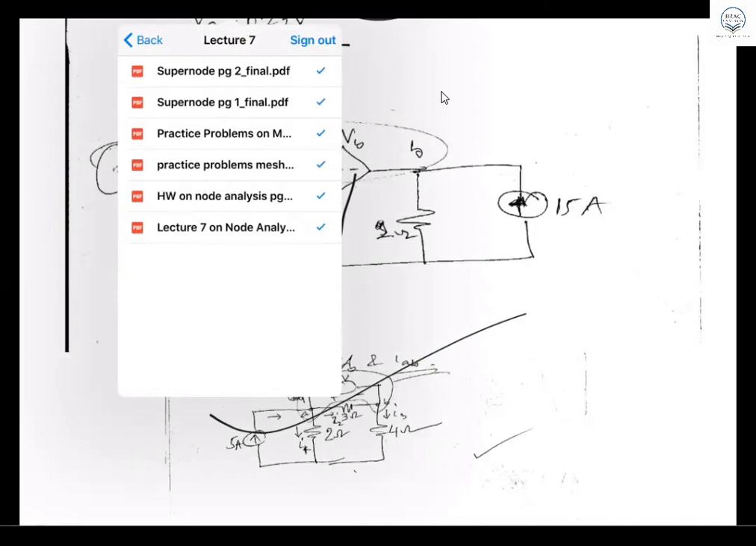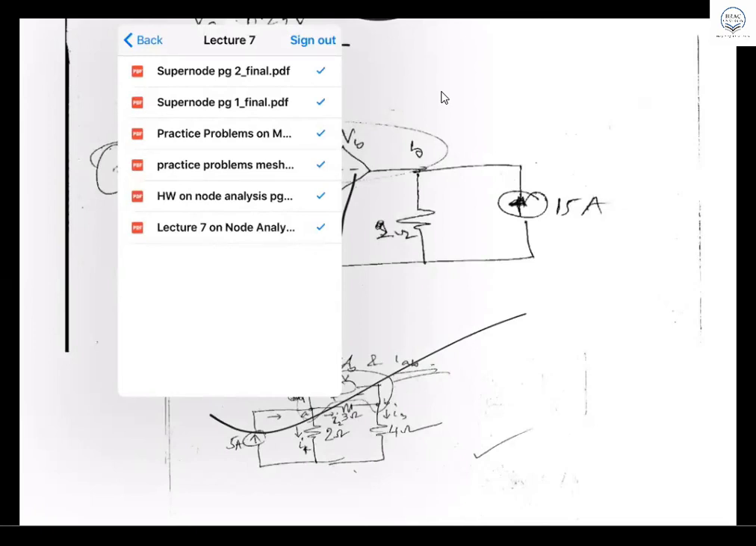And in this practice problem, remember the mesh and node problems are mixed together. Avoid the mesh problem, solve the node problem. And after the next class, when we finish the mesh analysis, after that the mesh problems you have to solve. That's the way we are going to do.